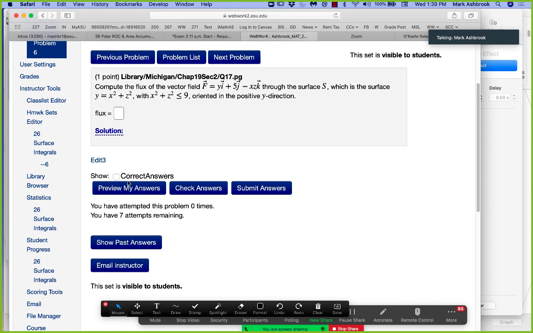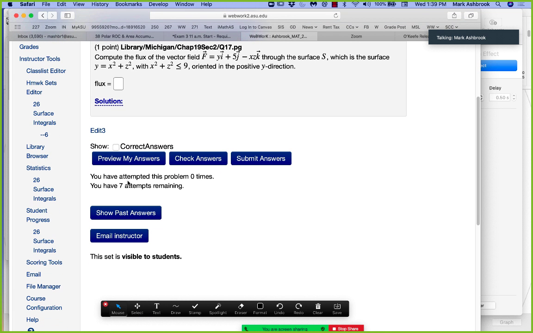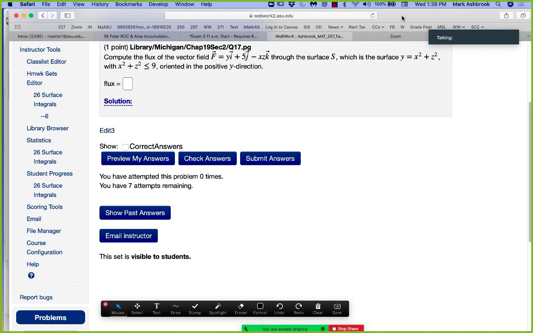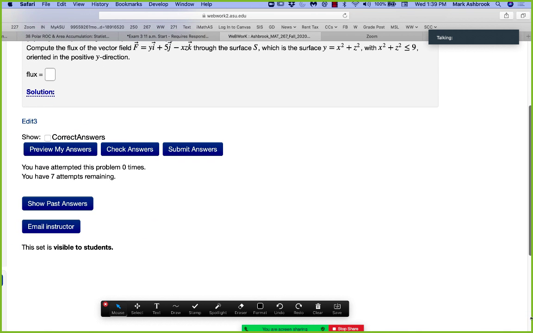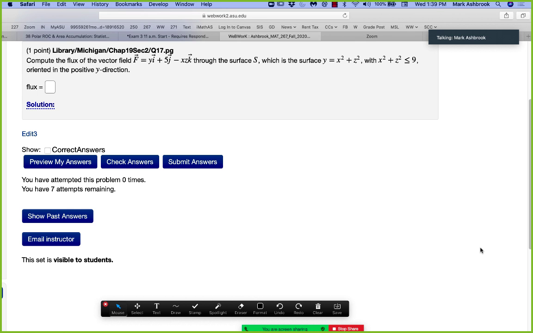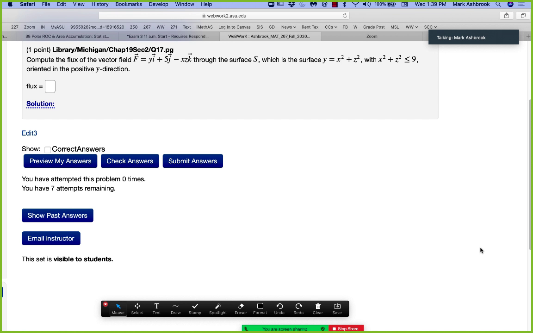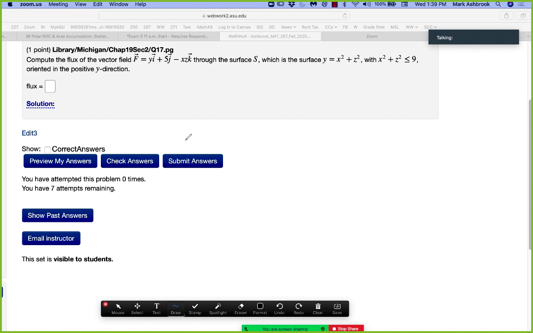Okay, let's do this one. This one's a little more involved, longer. We can set it up. All right, there we go. So we want the flux of this vector field, y5 and minus xz, through S, which is this.